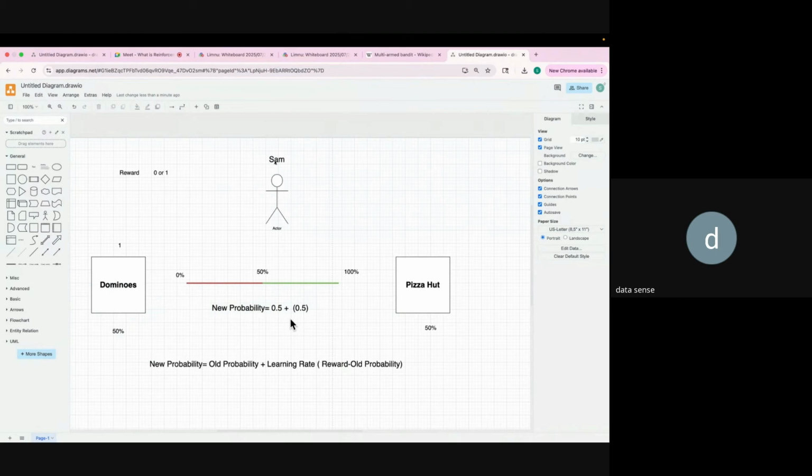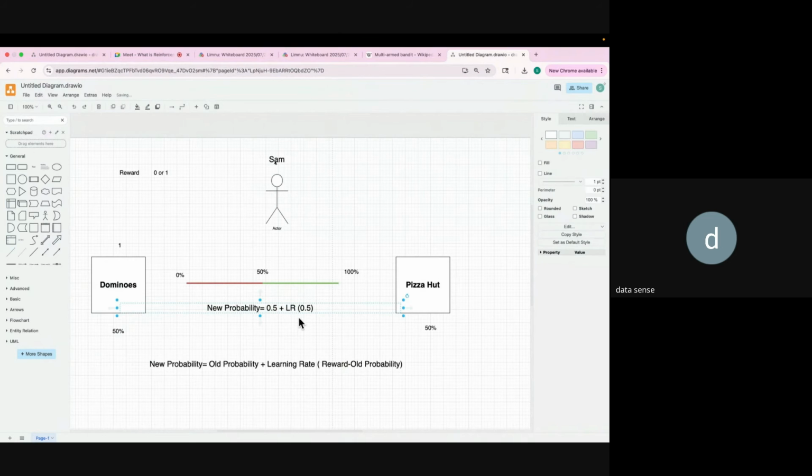Correct? Tell me if it is confusing. Okay. What if he keeps the learning rate 0? What will happen if I keep the learning rate 0? He will keep going to Pizza Hut and never try Domino's. No, think again. There might be a chance he will try both.